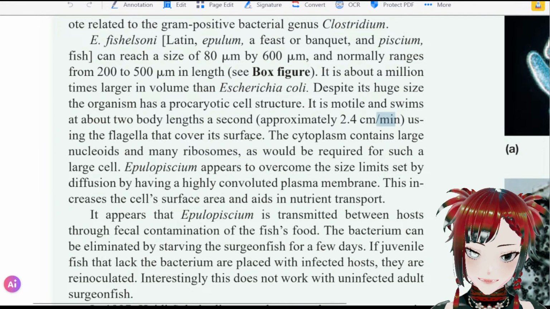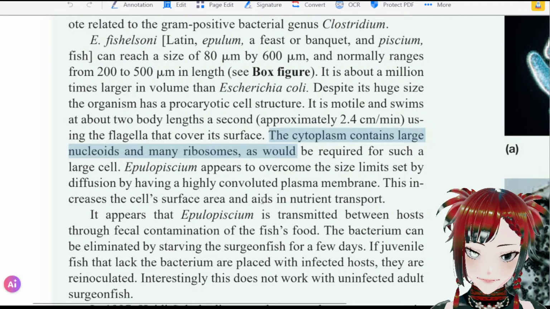And of course the motility is gained by the flagella. Now the cytoplasm also has a large number of nuclei. The bigger you go, the more complex you go, the more nucleotide material, the more genetic material you will have. Of course, many ribosomes. The more genetic material you have, the more ribosomes you will have, because you will need them to function that DNA, or RNA.